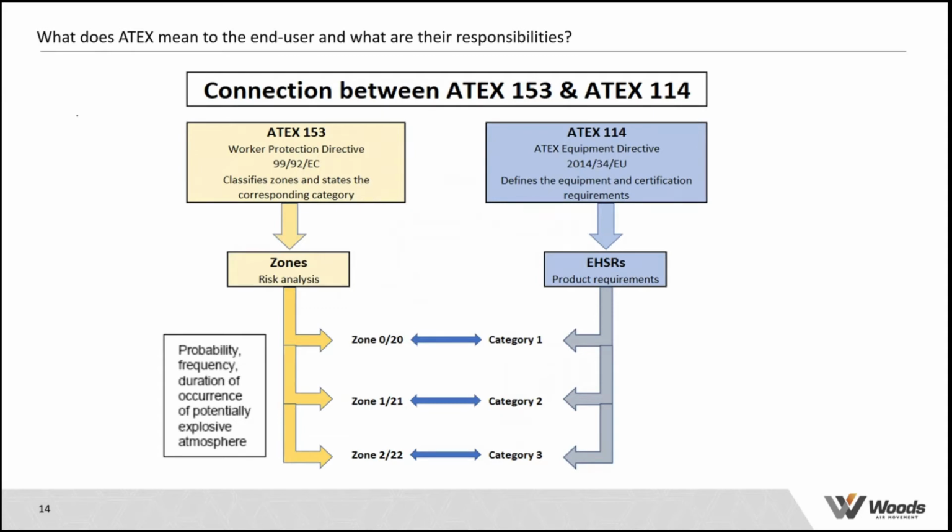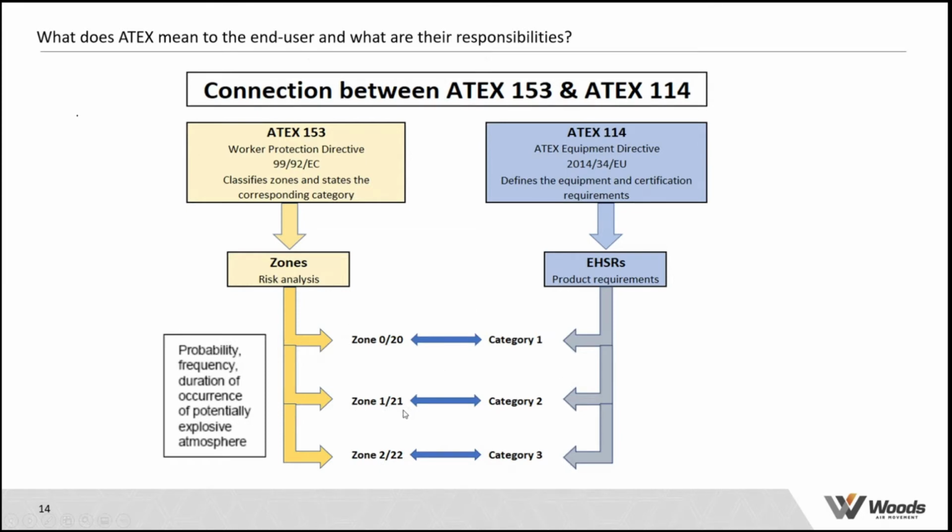Let's have a look at the relationship between the 2 directives. So we've got zones that will appear once that risk analysis is done. And basically this zone means that you have a continual risk. And if you're going to apply equipment in there, it'll be category 1. We do not supply anything into what is a permanently explosive atmosphere.